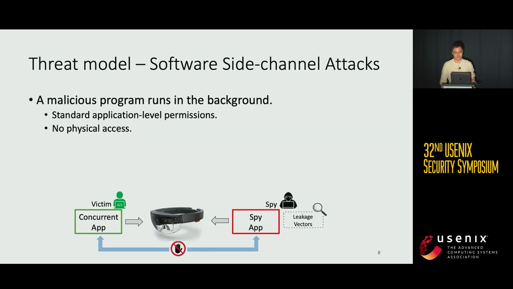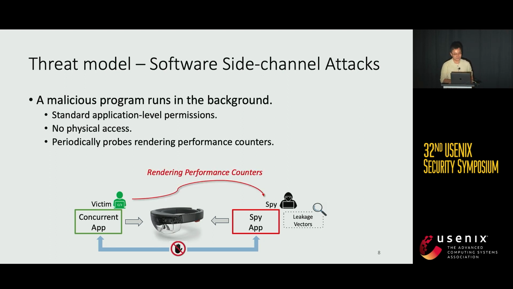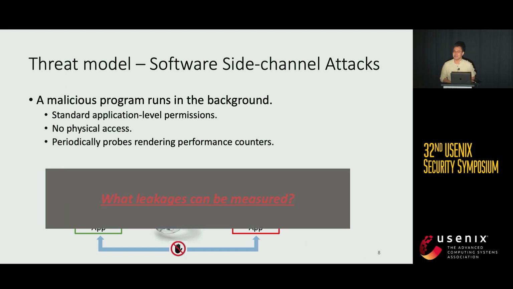Then I'll introduce our threat model. We assume a software side-channel attack on this system, which means there is a malicious program running in the background. This malicious program can be downloaded from an app store or somewhere else, and it only has normal user permission. It has no physical access to the device or to other users. However, the spy application keeps probing the rendering performance counters, and it will leak some information about the victims.